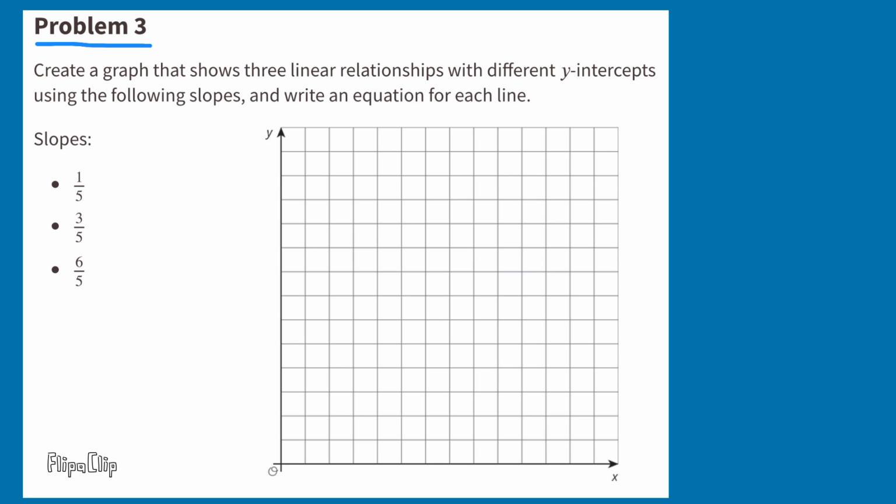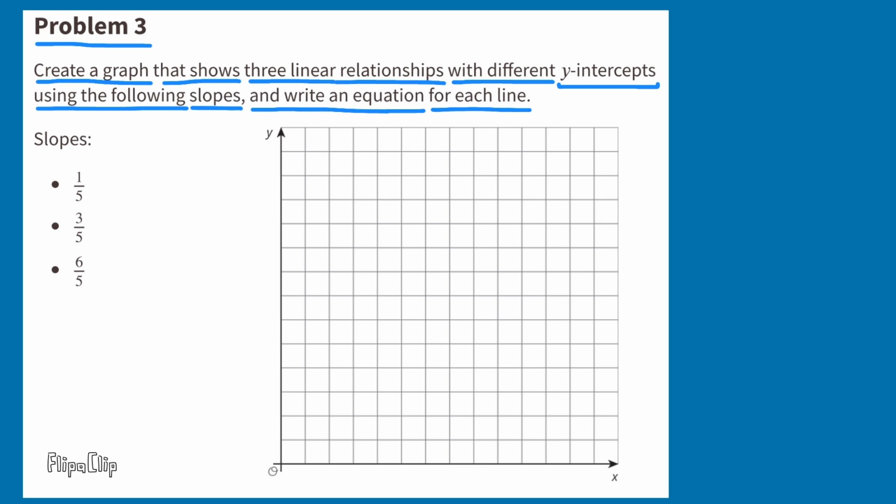Problem number 3. Create a graph that shows 3 linear relationships with different y-intercepts using the following slopes, and write an equation for each line. The first slope is 1/5. Let's start writing the equation with y equals 1/5 times x, and then let's make the y-intercept 1. So now the equation would read y equals 1/5 times x plus 1.